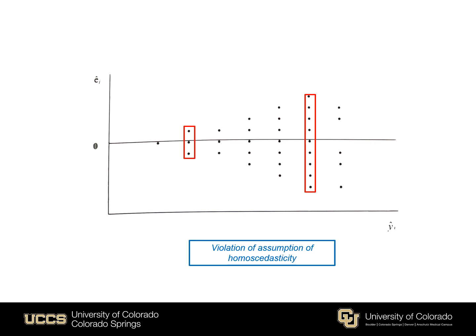And finally, this is an example of a clear violation of the assumption of homoscedasticity, because as we inspect the vertical spread of the residuals at various points along the x-axis, we see that that vertical spread varies widely depending on where you are on the x-axis.